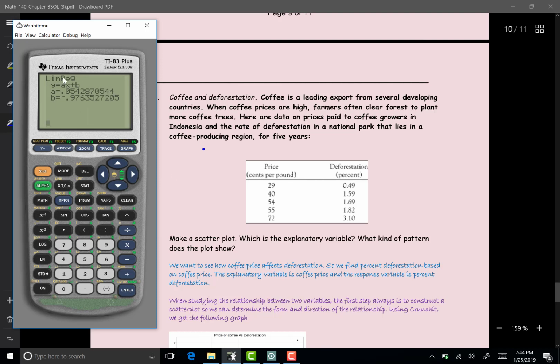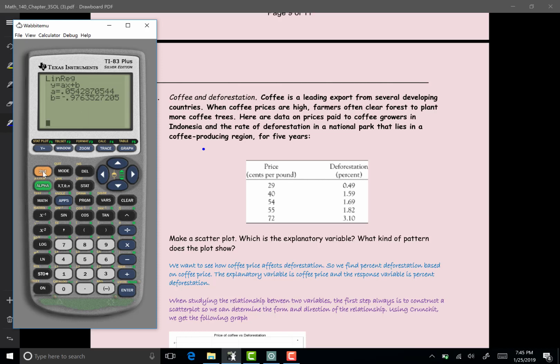Now what this gave me is the regression equation, and usually down below it'll say r and r squared. If yours did, great. Mine didn't. If yours didn't, what we have to do is turn the diagnostics on, and we only have to do this once. Once you do this on your calculator, it will stay on.